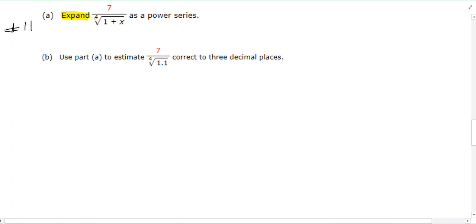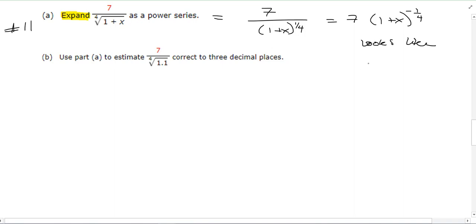And so we want to expand this as a power series. As soon as I see it, that kind of fits the idea that this is 1 plus x to a power. So this is to the 1/4. So it fits, right, I can rewrite it as 7 times 1 plus x to the negative 1/4. So it looks like a binomial series, which is 1 plus x to the p. And as soon as I recognize that this is the binomial series, then let's look at the binomial series expansion.